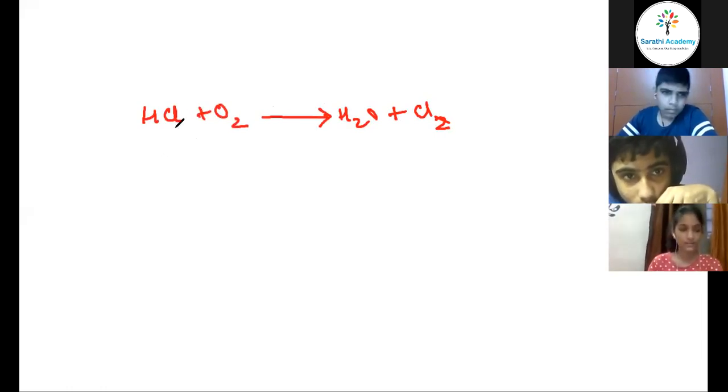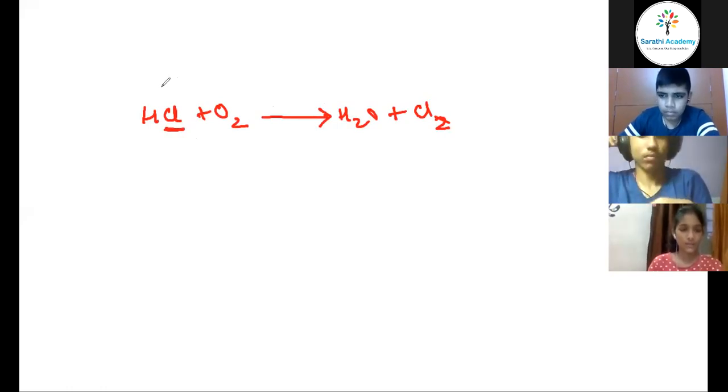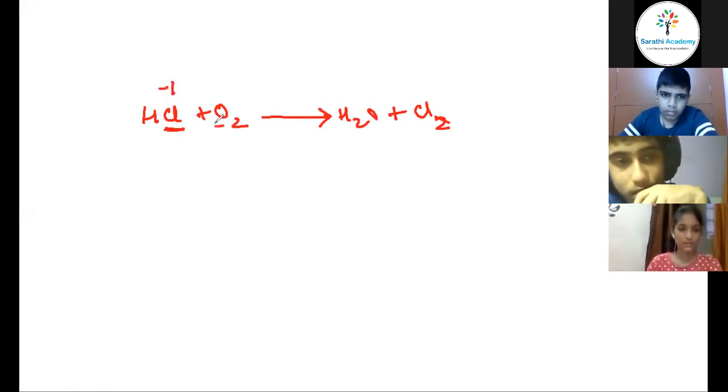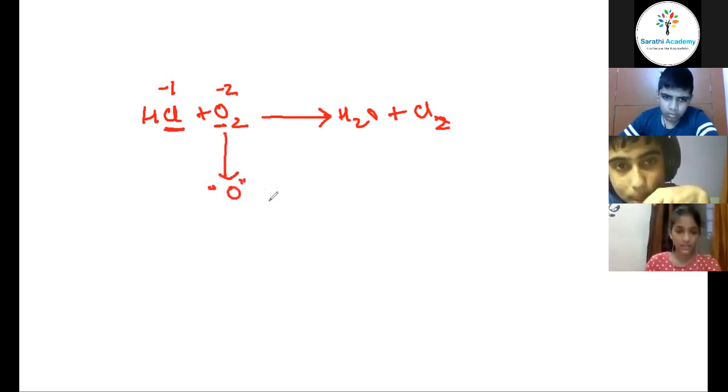Yes. Okay, so Adrika, you tell me what is the charge on chlorine in this one? +1 or -1? -1. What is the charge on oxygen in this one? -2. Zero. It is single, so it will be 0. Why it is 0? Why it is not -2? Because it is only one element, O2, so the charge will be 0.